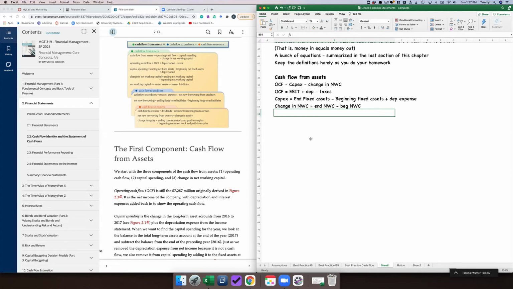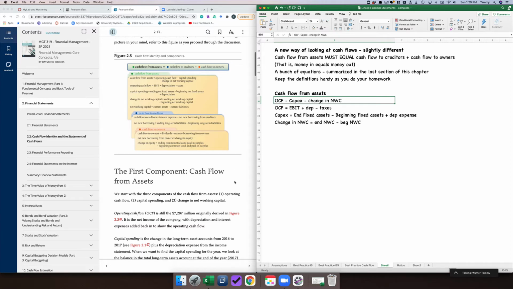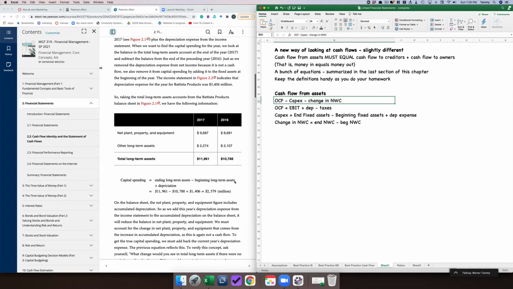So let's see how that actually looks. So remember, our total cash flow from assets is going to be our operating cash flow minus capital expenditures or new capital spending minus the change in net working capital. So here we calculate our capital spending as 2.579 million, right?